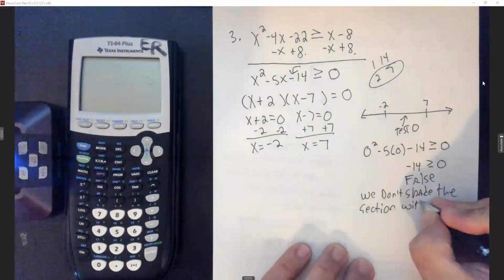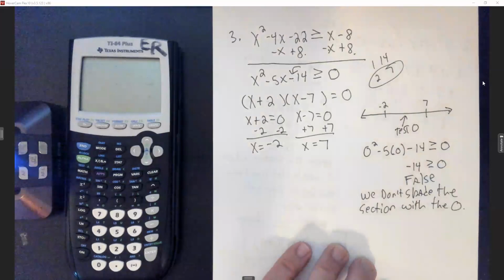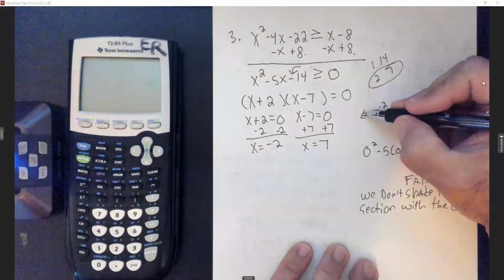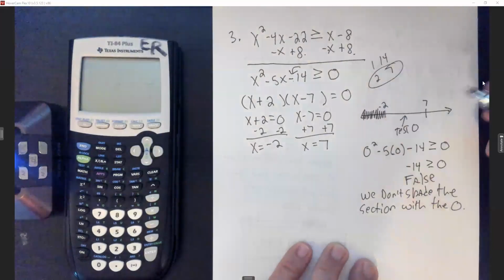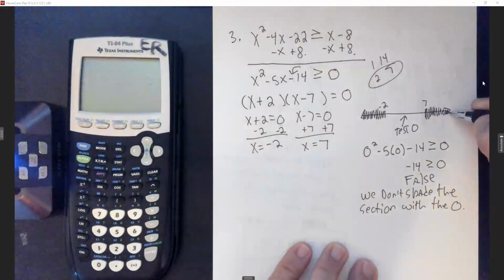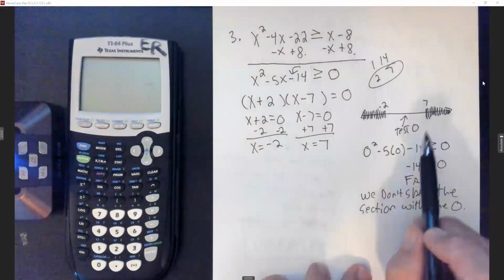So since I don't shade the section with the 0, I got to shade the first section and the last section. Okay, because remember, it's always got to be the middle shades or the outside shades.